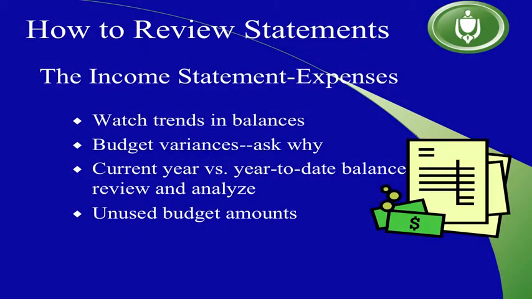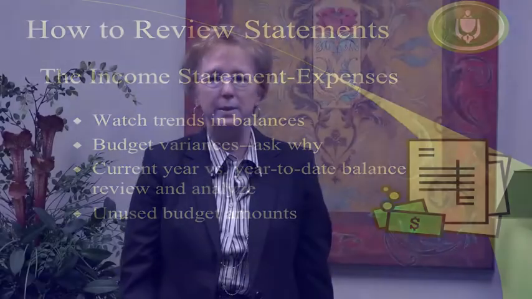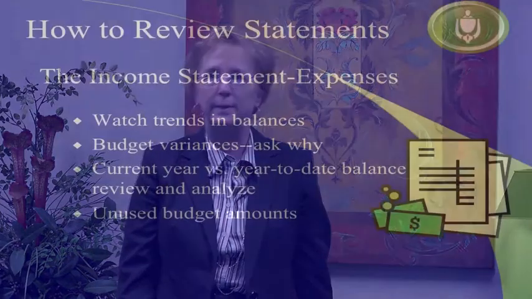You also want to look at current month versus year-to-date balances and make sure they make sense. For example, you would expect that your management fees each month to be the same amount. So the January amount is going to be 1/12 of the annual amount. Other expenses such as water are going to fluctuate depending on the time of the year, so you wouldn't expect those to be as consistent.